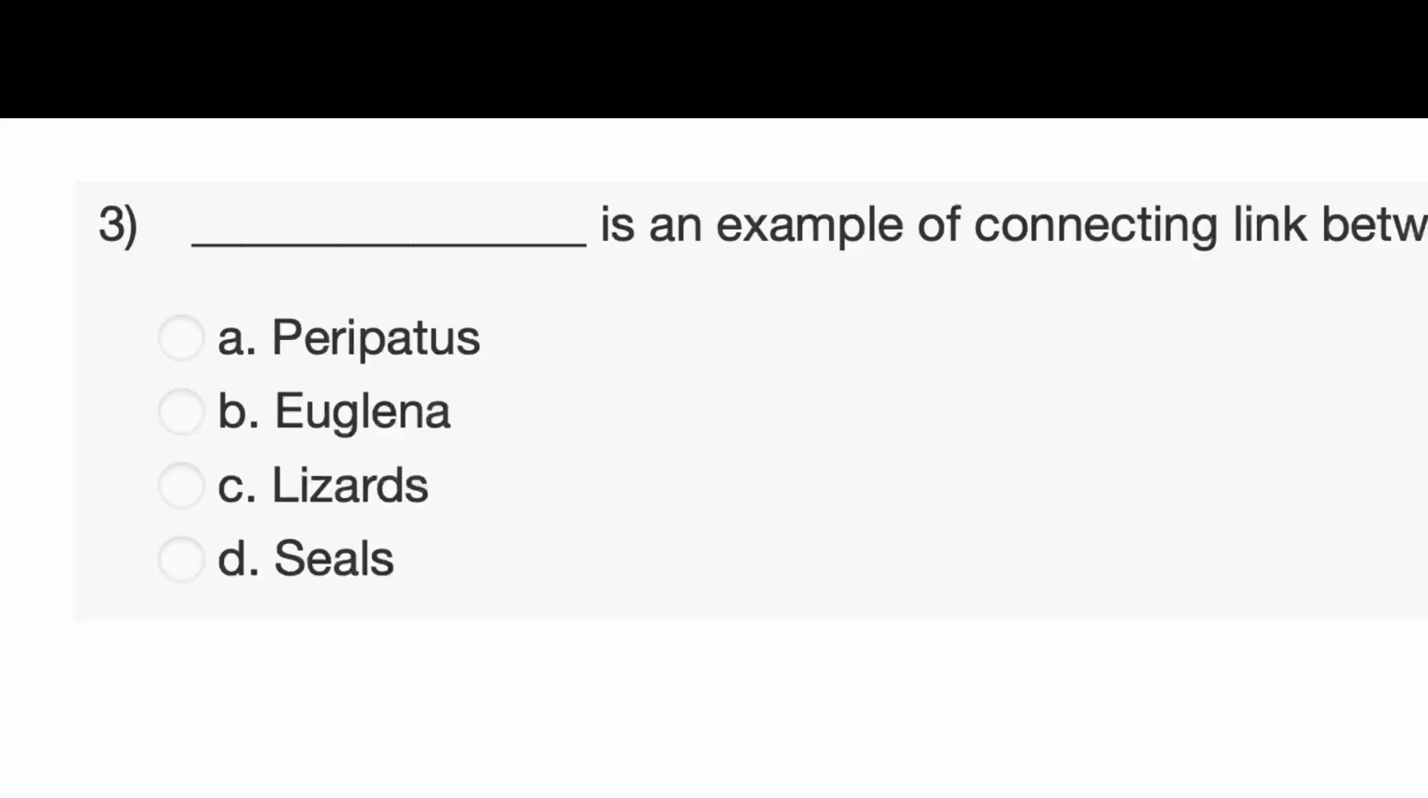Dash is an example of a connecting link between Arthropoda and Annelida. Now this is a memory based question, if you remember. Dash is an example of a connecting link between Arthropoda and Annelida. Option A, Peripatus. Option B, Euglena. Option C, lizards. And option D, seals. Now, which of these do you think is an example of a connecting link between Arthropoda and Annelida, the insects and the worms? I hope you guys know what a connecting link is. Only then can you answer this question correctly.